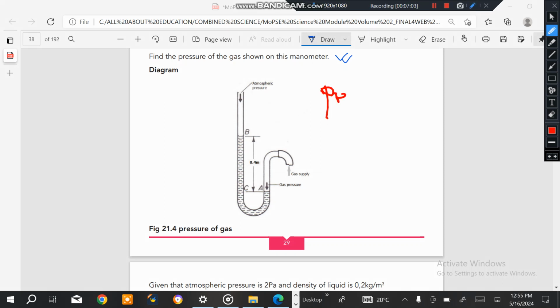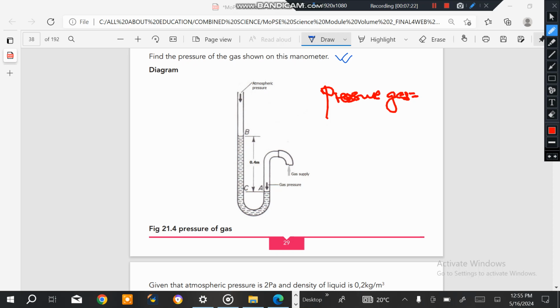Pressure in gases is equal to atmospheric pressure plus density times height. That is the formula: atmospheric pressure plus density times height.